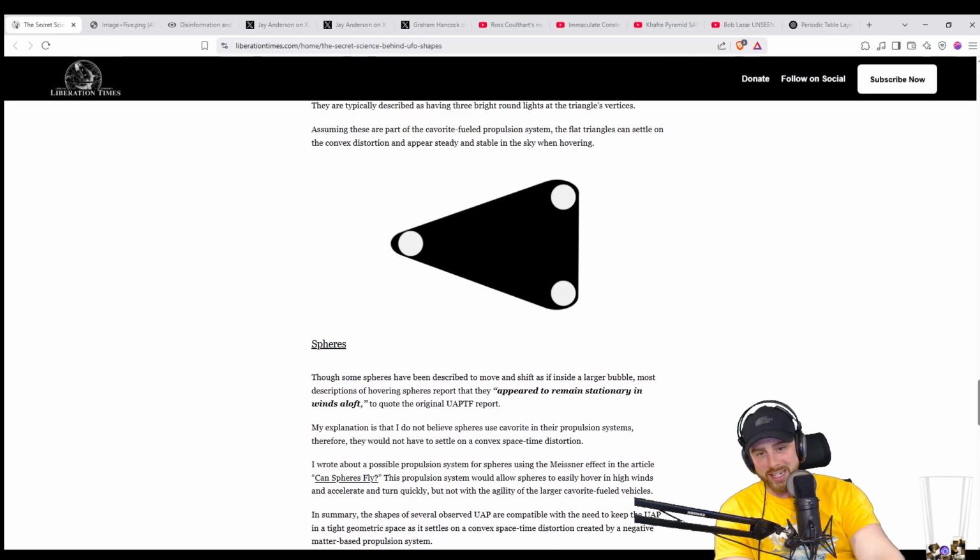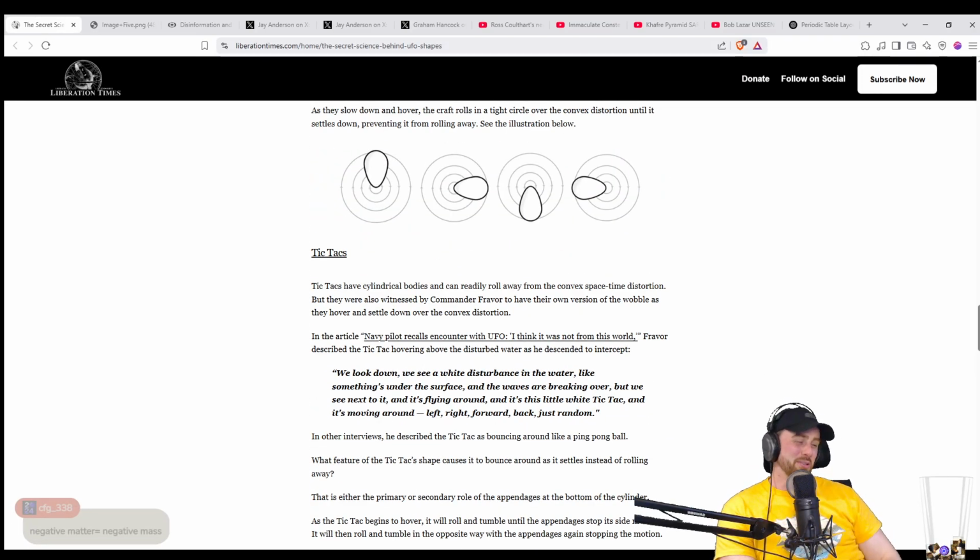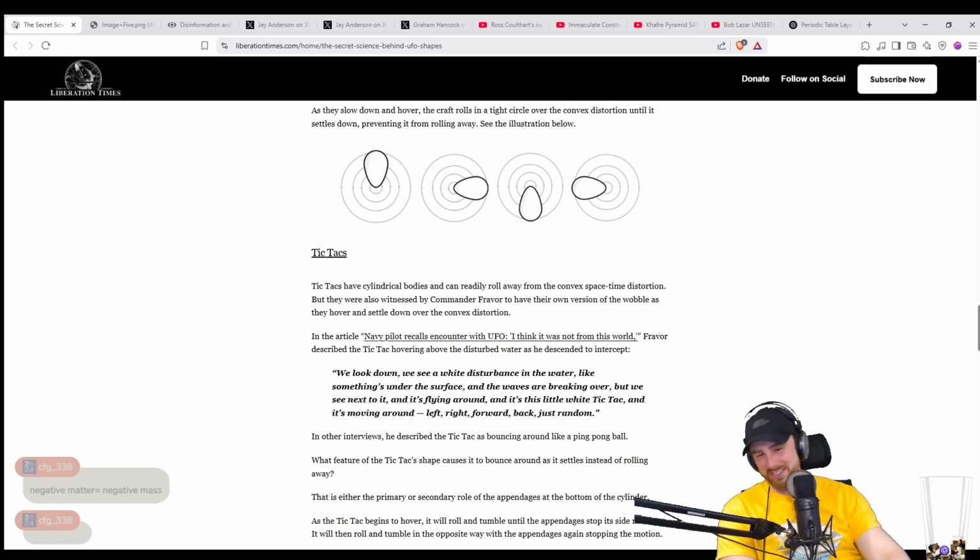Some of them may just want to get dizzy inside of this Tic Tac and this egg. Boys might just want to. It's like a merry-go-round. It's like a carnival ride, right? Inside the craft. Like, why not? You know?